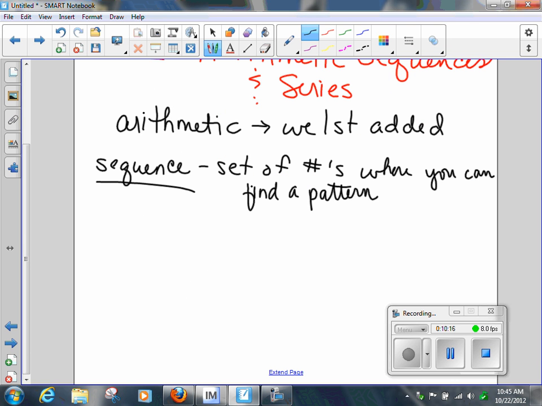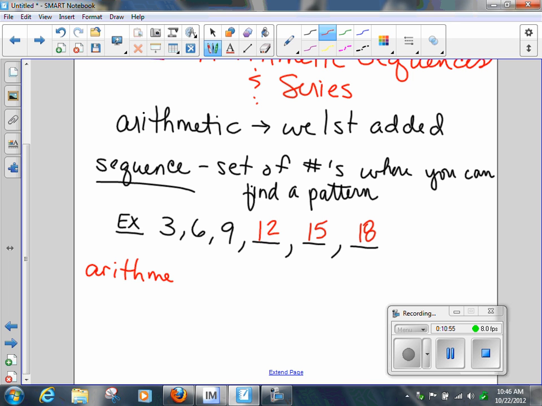For example, and you did this in elementary school, 3, 6, 9. Go ahead, fill in the blanks. What's the next one? 12, 15, 18. How did you know to use 12, 15, 18? You add 3, add 3, add 3, right? Okay, that's a sequence.